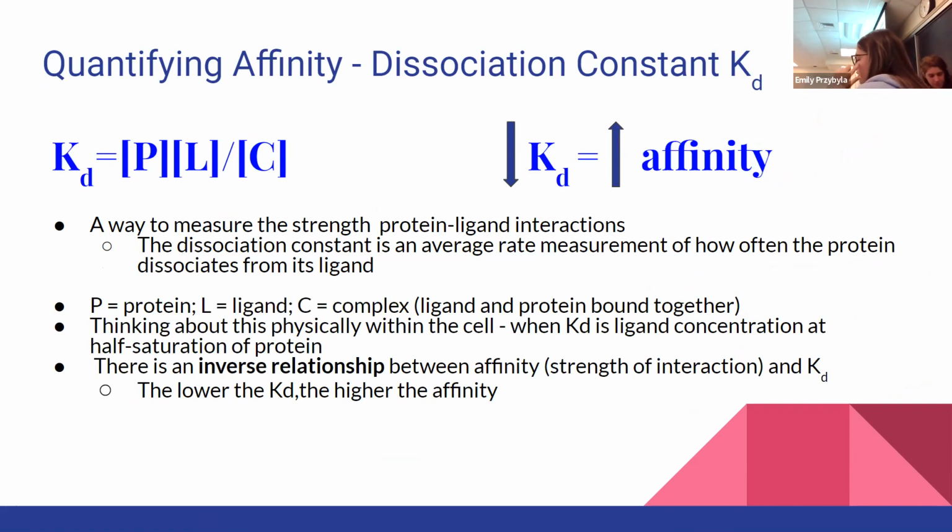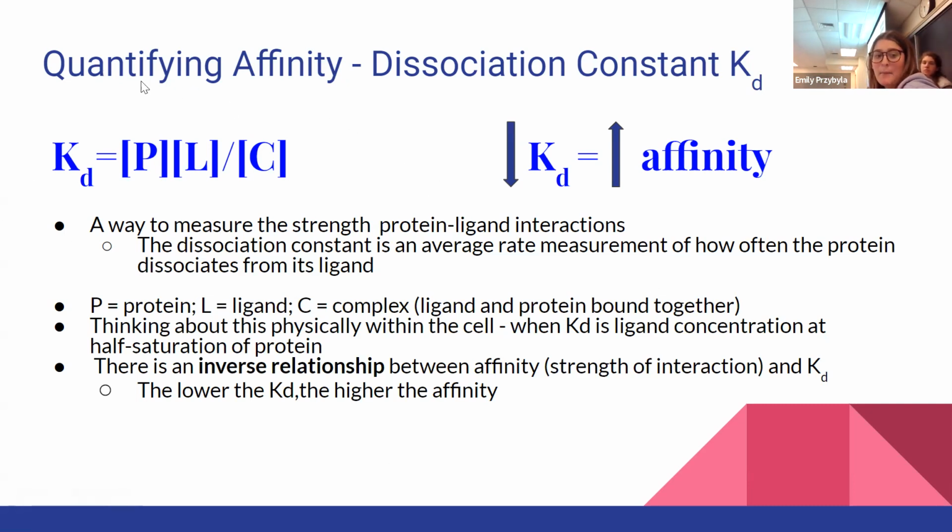And this in general quantifies the strength of the protein ligand interaction because it shows the rate of dissociation of the protein ligand complex within the cell. So the higher the KD is, actually, the faster, more likely a ligand is to dissociate from its protein. So KD's quantity has an inverse relationship with affinity. So the higher your quantity of KD, the lower the affinity is for the ligand and the protein.